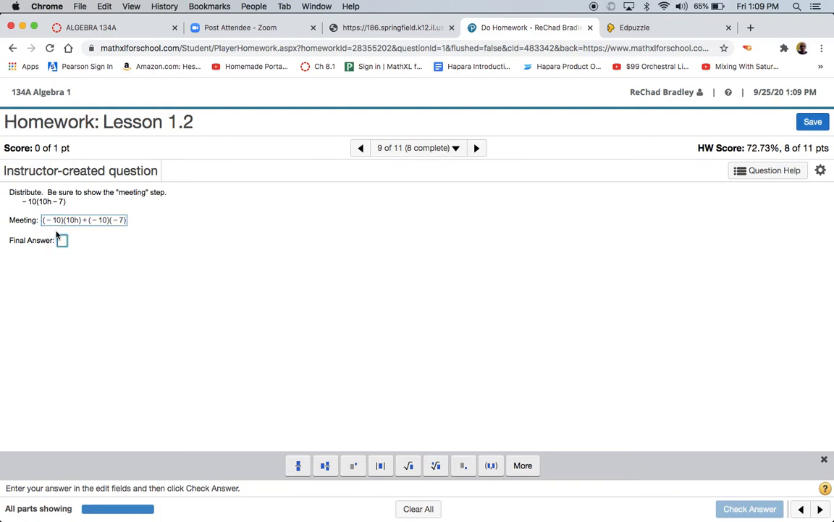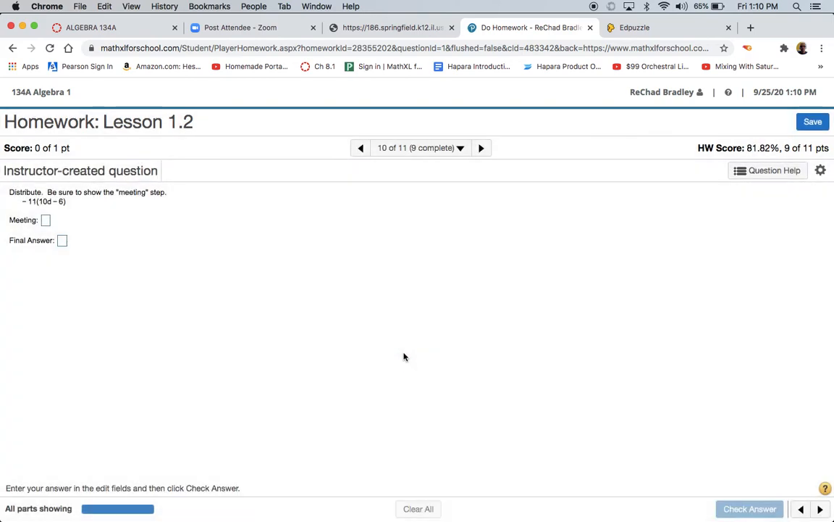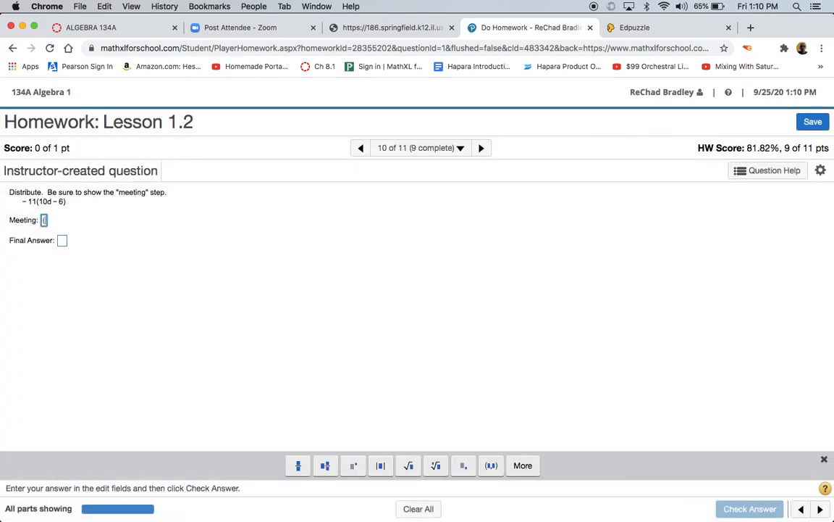Now this is where it gets interesting because over here the signs are different, so that's going to be a negative 100H because the signs are different. Over here the signs are the same, which means it's going to be a positive 70, and that should be the answer that it's looking for. Here again, negative 11 meets 10D, and, which is a plus, negative 11 meets negative 6. From there, again, signs are different, so negative 110D, this is going to be a positive 66.